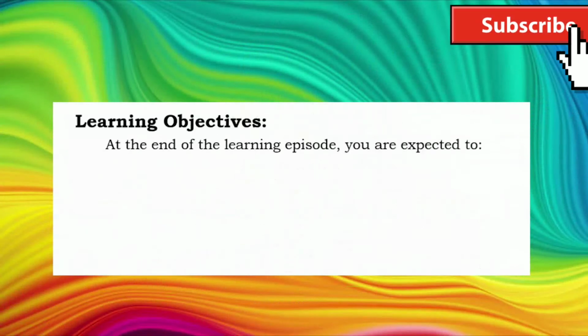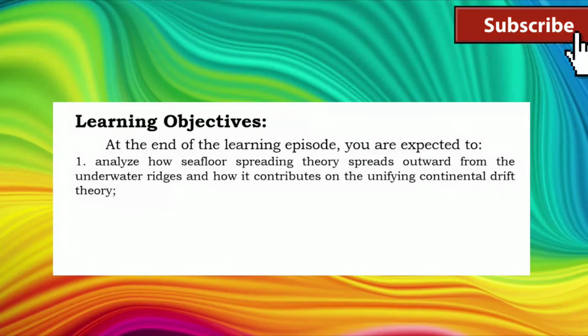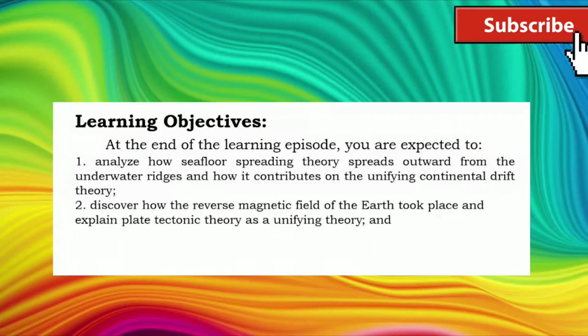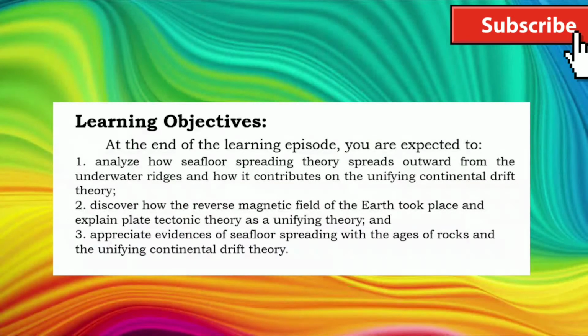At the end of the learning episode, you are expected to: number 1, analyze how seafloor spreading theory spreads outward from the underwater ridges and how it contributes to the unifying continental drift theory. Number 2, discover how the reverse magnetic field of the Earth took place and explain plate tectonic theory as a unifying theory. And number 3, appreciate evidences of seafloor spreading with the ages of rocks and the unifying continental drift theory.